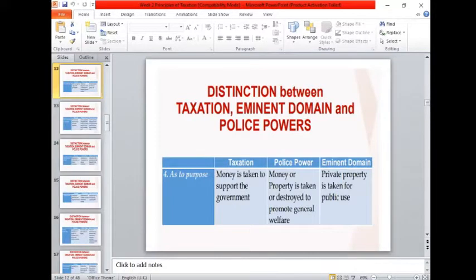As to the purpose, what's the distinction? Taxation power is money taken to support the government, while the police power is money or properties taken or destroyed to promote the general welfare. For eminent domain, private property is taken for public use.